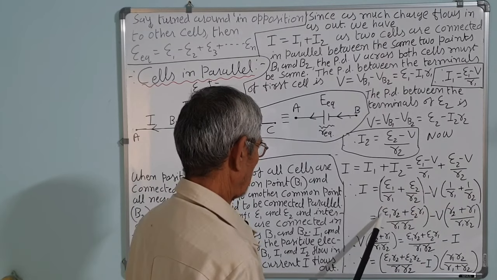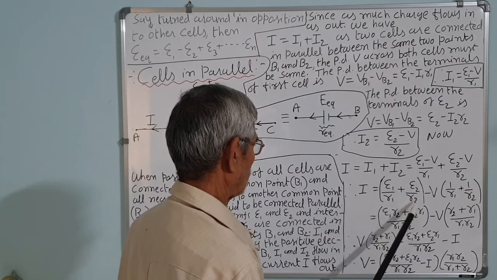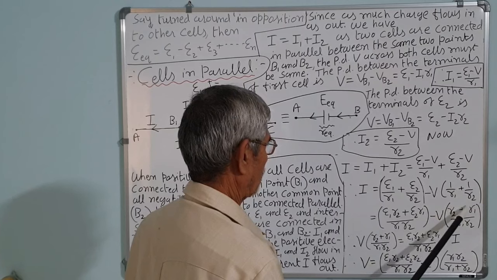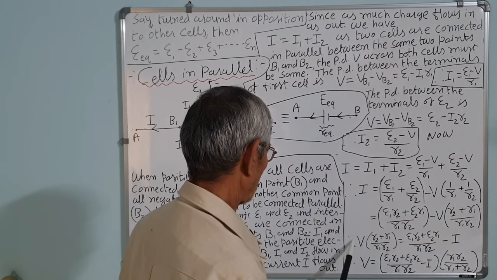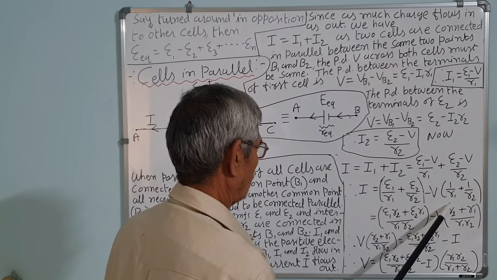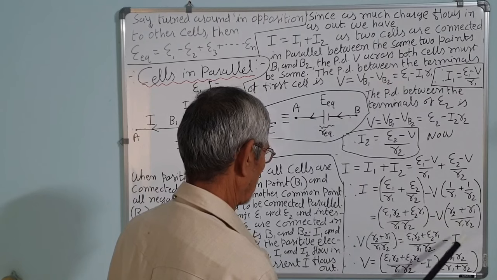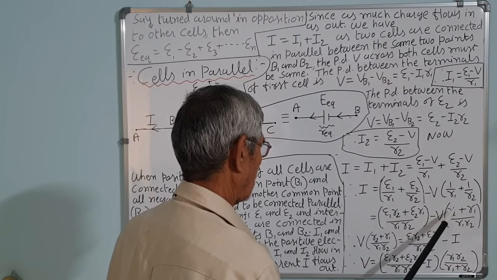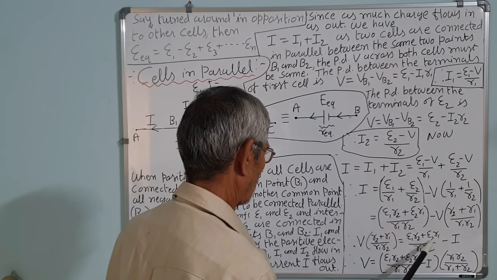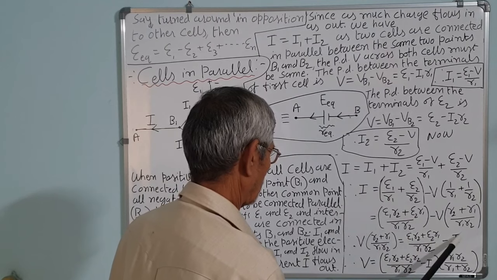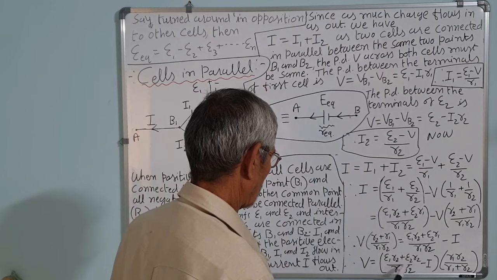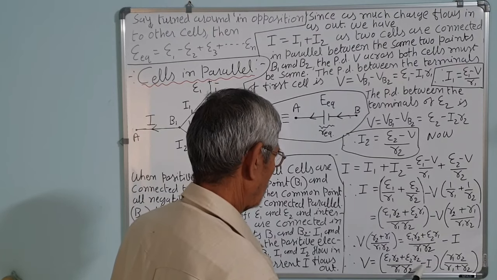That is equal to (E1 R2 + E2 R1)/(R1 R2) - V (R1 + R2)/(R1 R2). Therefore, now change the sides: take the term containing V on the left side and I on the right side. So V (R1 + R2)/(R1 R2) = (E1 R2 + E2 R1)/(R1 R2) - I. Therefore, V = (E1 R2 + E2 R1)/(R1 R2) - I.